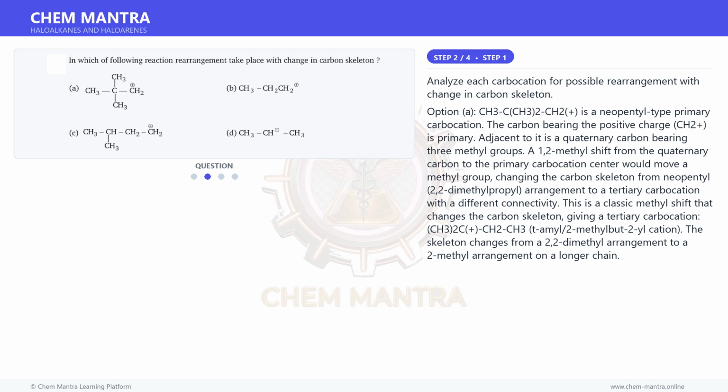Moving on to the next step. Analyze each carbocation for possible rearrangement with change in carbon skeleton. Option A, CH3, C, CH3, 2CH2 plus, is a neopentyl type primary carbocation. The carbon bearing the positive charge, CH2 plus, is primary. Adjacent to it is a quaternary carbon bearing 3 methyl groups.